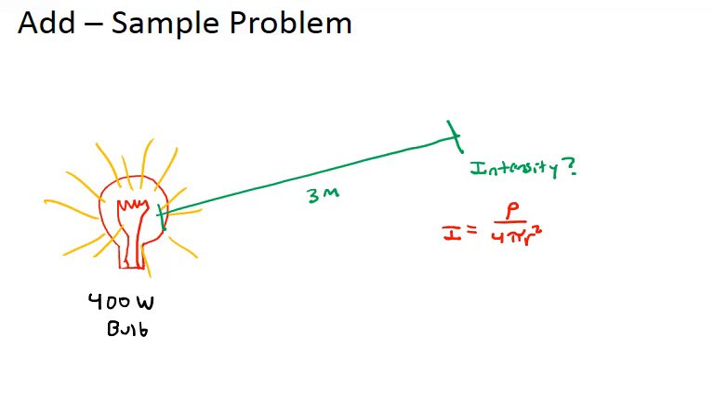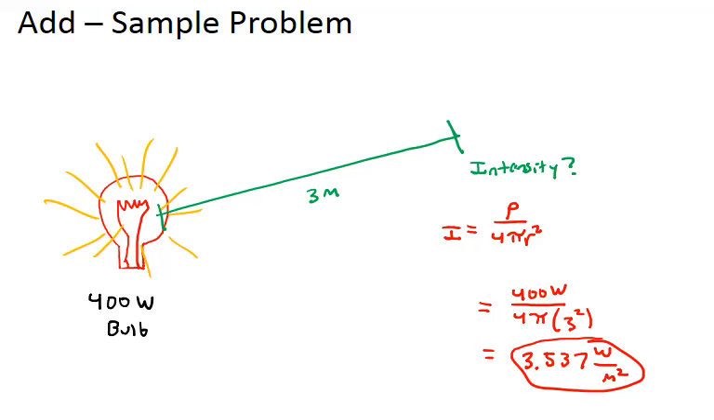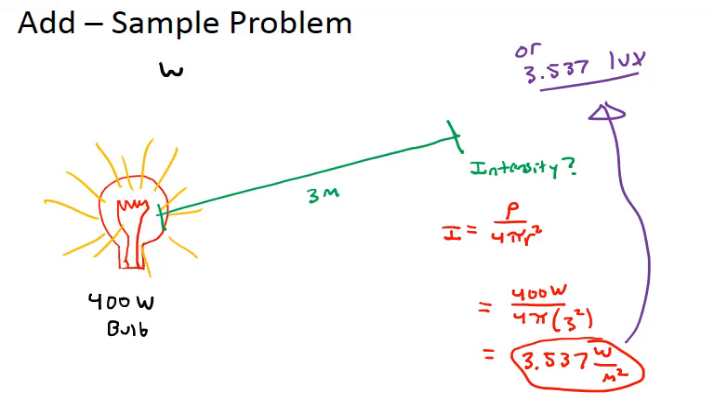Okay, so we take our power divided by the surface area of the sphere. The intensity of that light will be 3.537 watts per meter squared. Another unit for intensity in terms of light intensity is lux. When we looked at sound, we just left it as a watt per meter squared in terms of intensity, but there is actually a special unit for it, and it is lux for intensity of light.